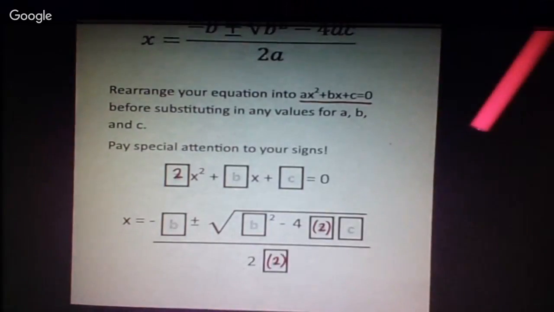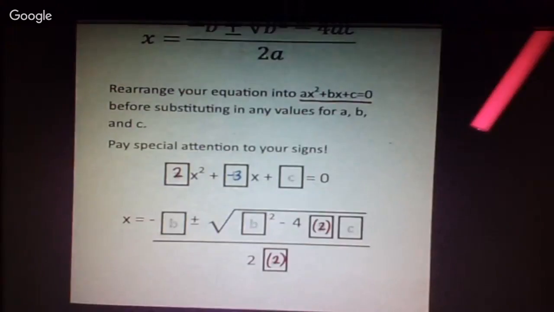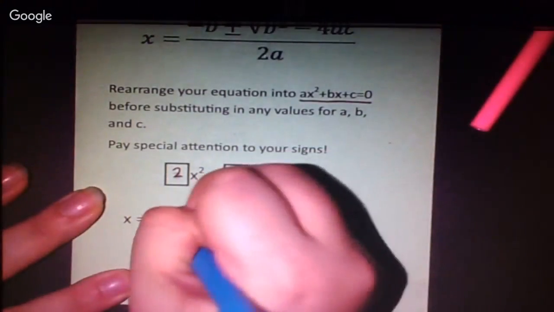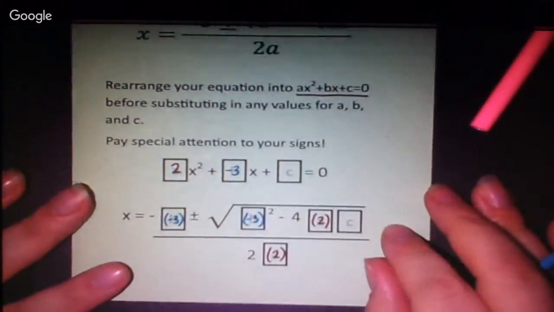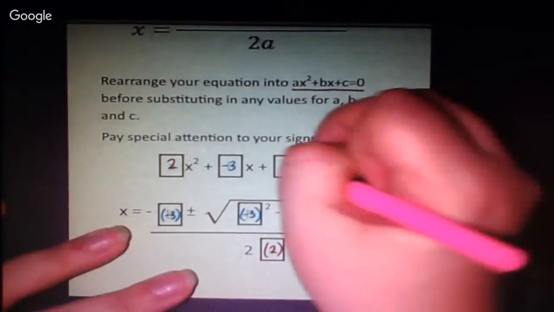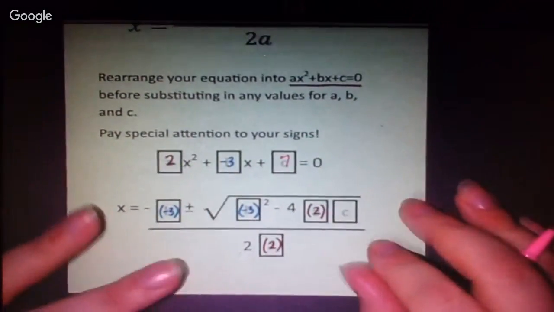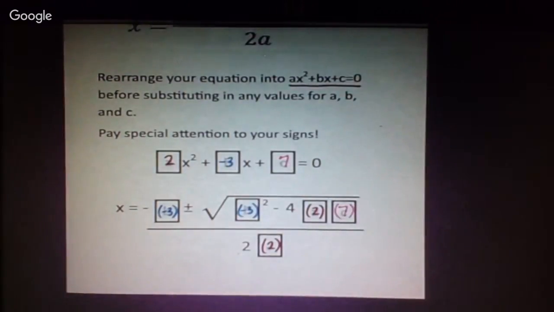If I have a minus 3 instead of a plus for my b, you need to make sure that if you have a minus, you carry that sign with you. So when I plug it in here, it's a -3, and when I plug it in here, it's also a -3. The sign must carry over. And finally, we're going to make 7 your c value. That would plug in for your c in your quadratic formula.